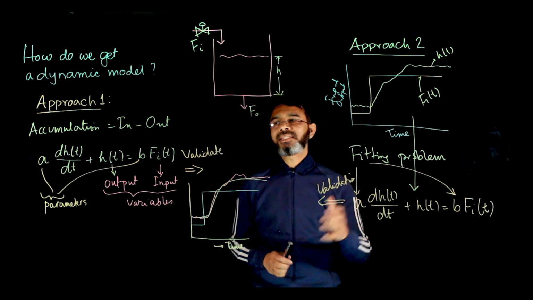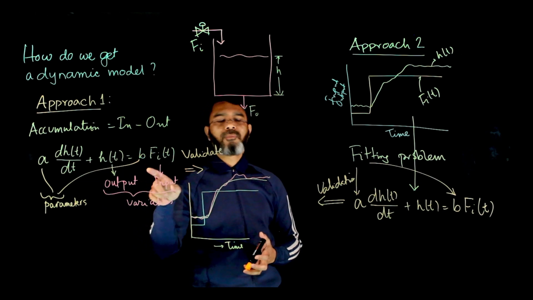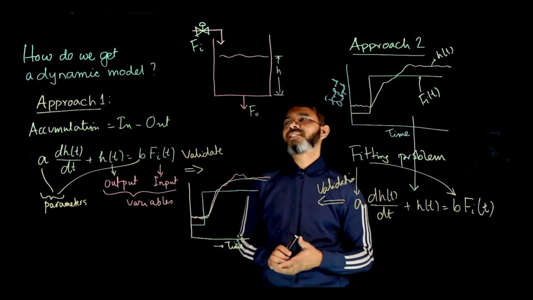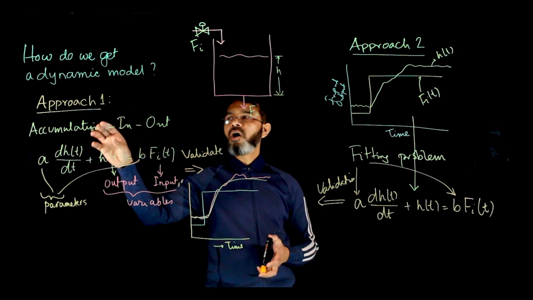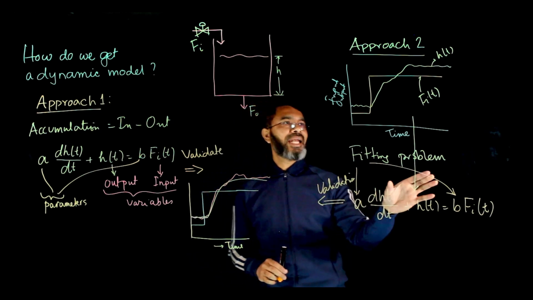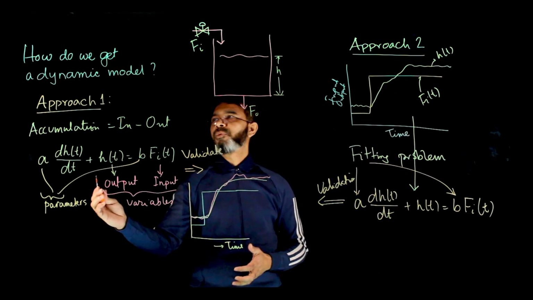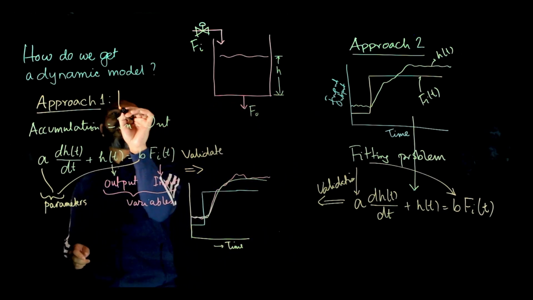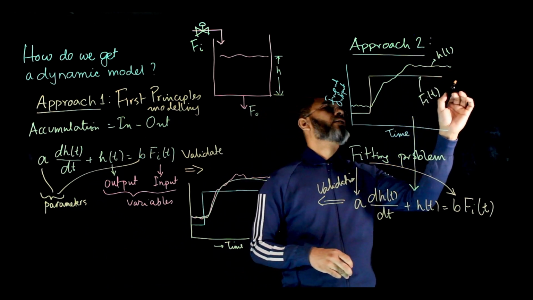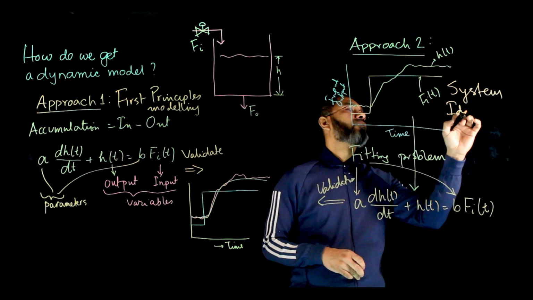So for both cases, the final result is the model itself. Here for this case, we have the model, and in this case we have the model as well. The difference is that for this case, we got the model using the laws of nature, and for the second case, we got the model from the process data. This approach is what is called first principles modeling, and this approach is what is called system identification.